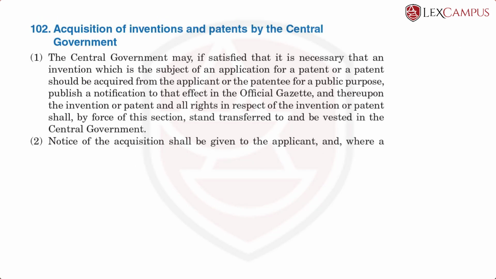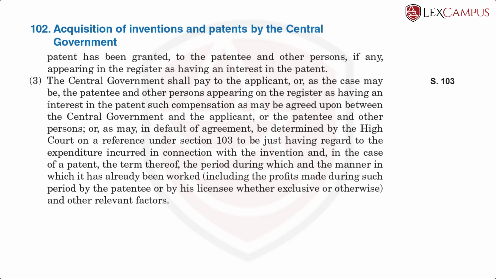102 talks about acquisition of invention and patents by the central government, and this is again a provision where the government wants to acquire the invention or the patent, not just use it. So, just as in the case of an acquisition of a land, there is a provision for giving notice and then the person will be heard, whoever has an interest, and based on certain factors a compensation will be agreed upon between the central government and the applicant, and that would be paid.